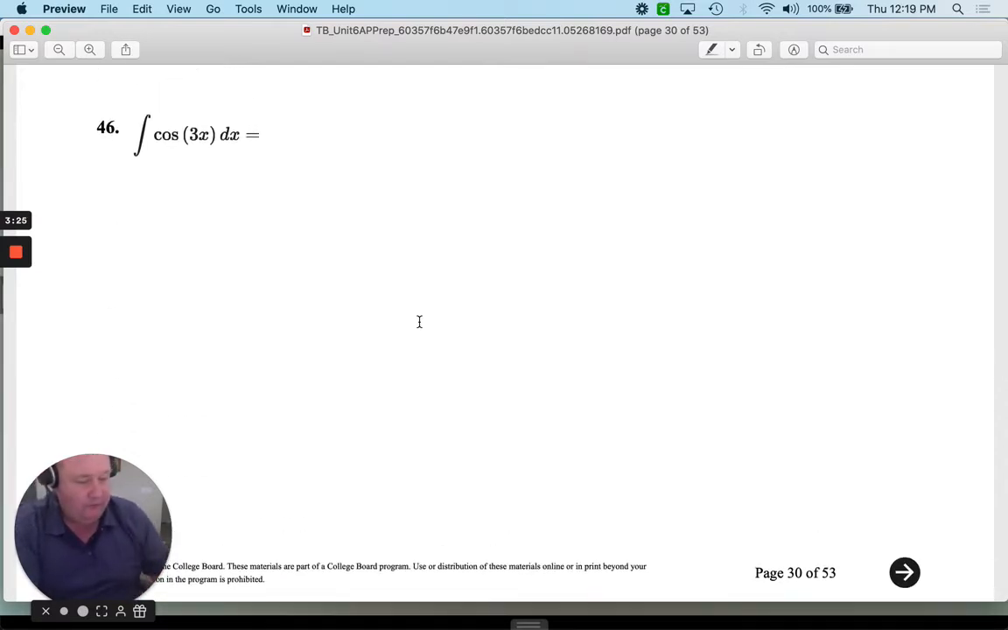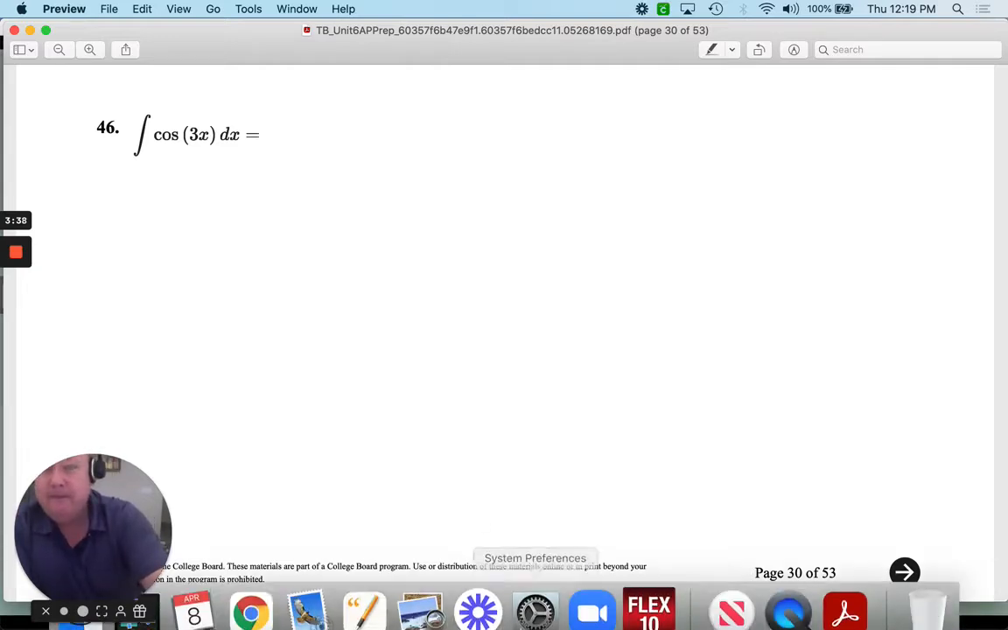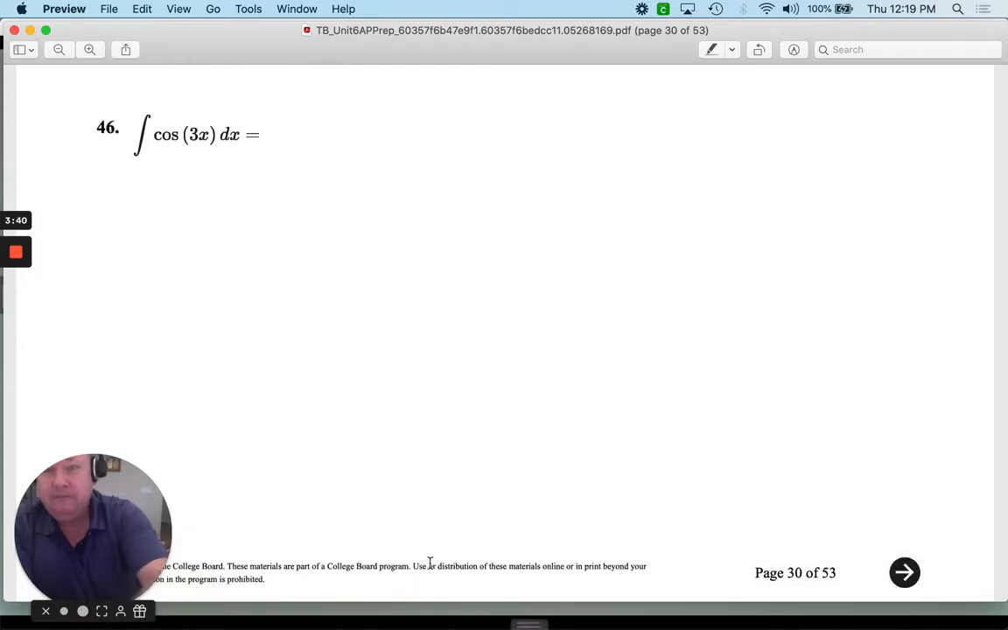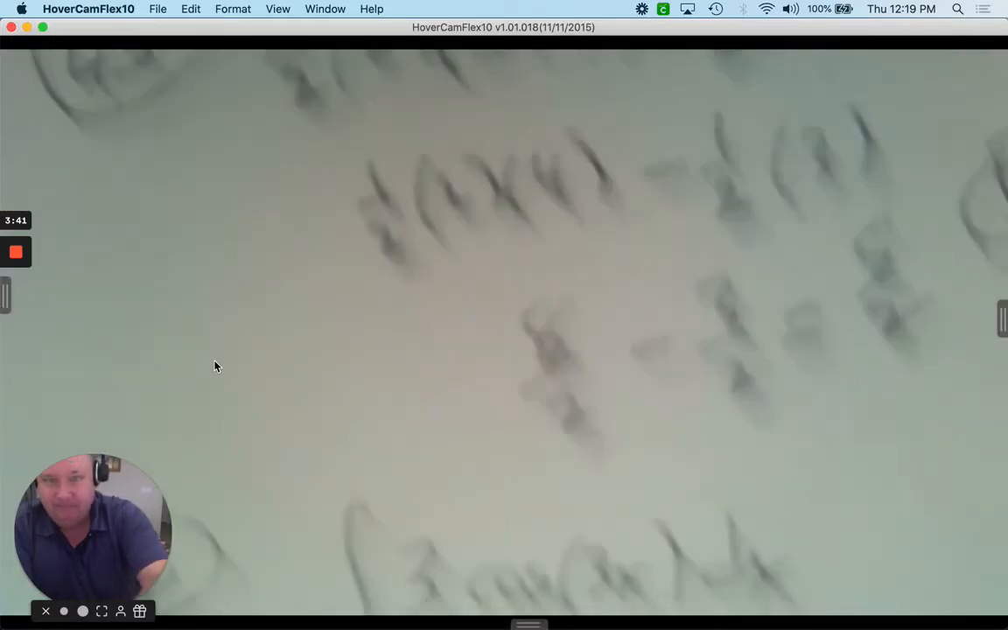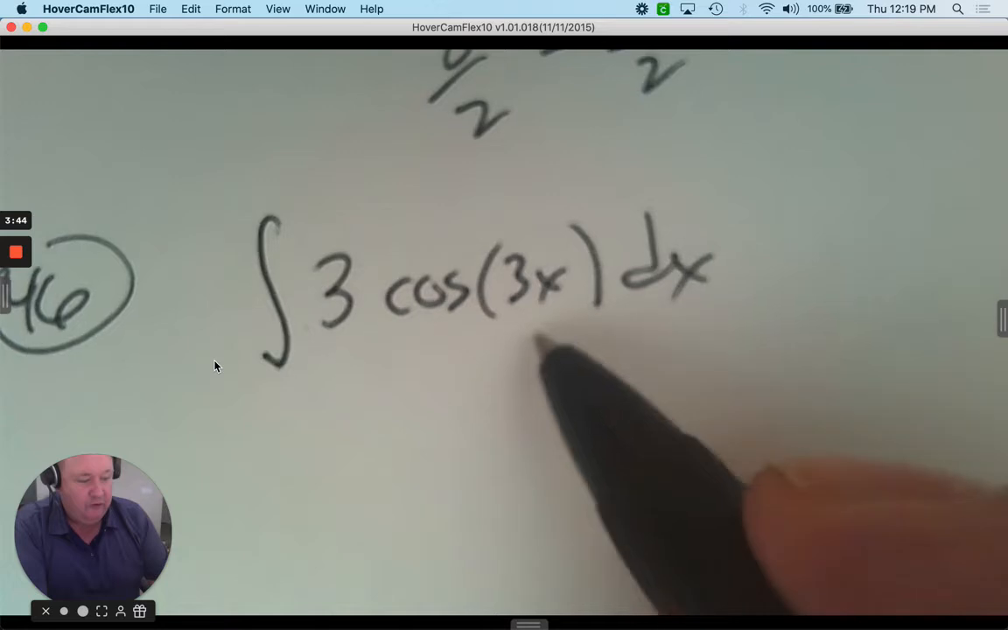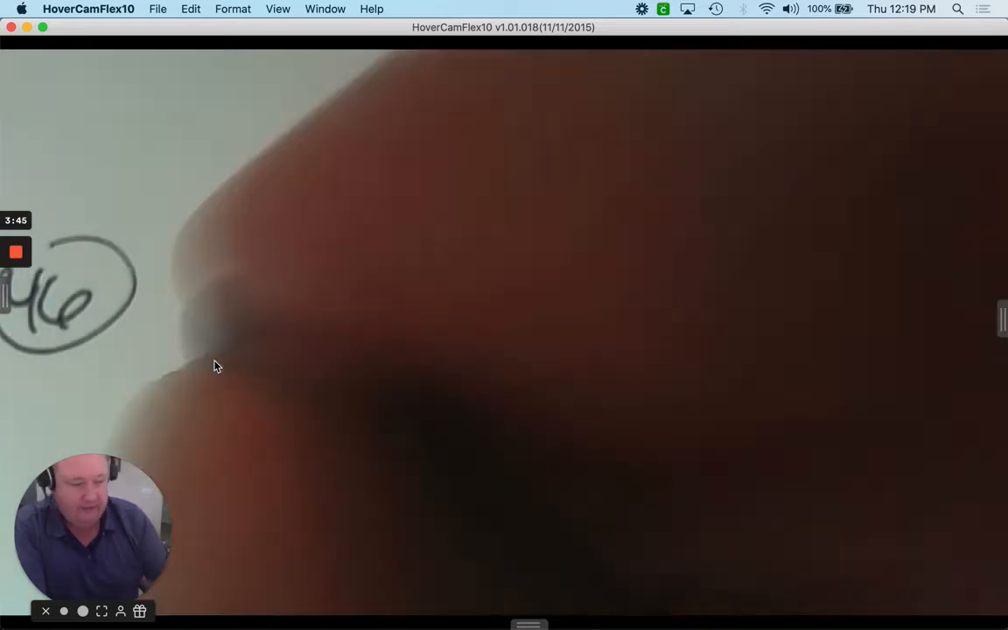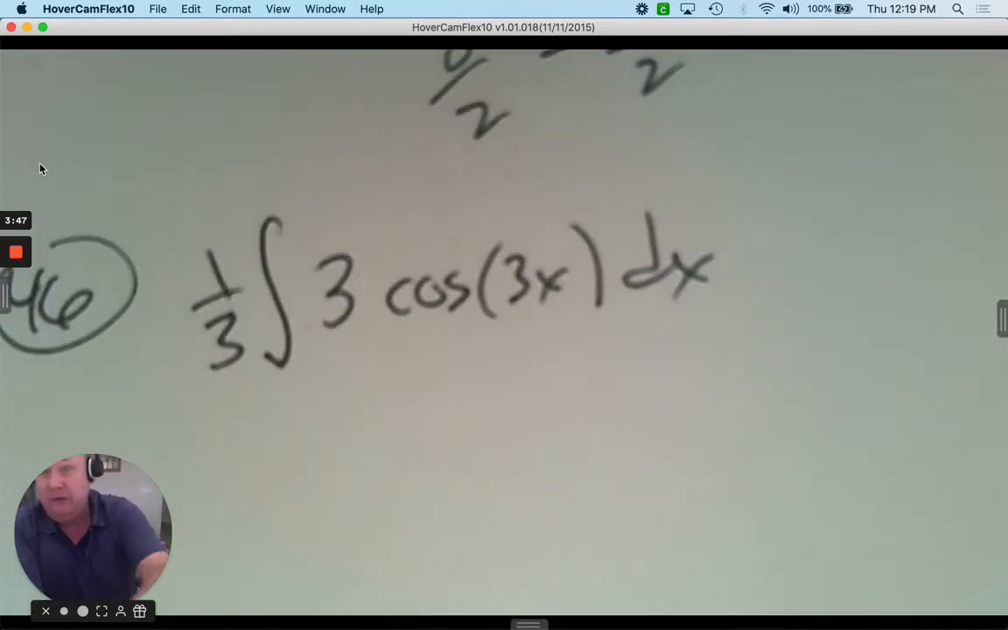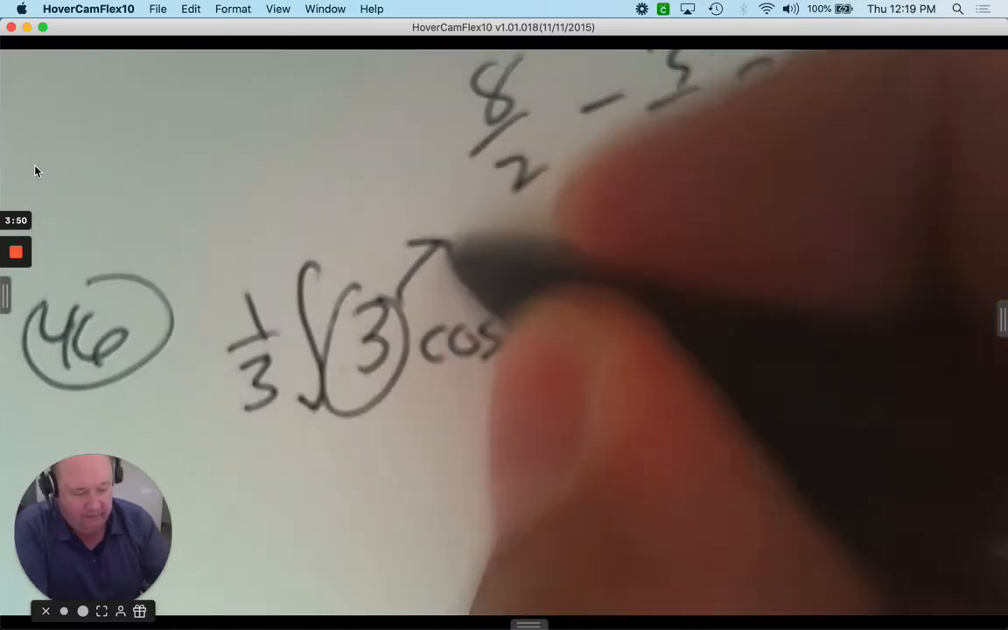Try number 46. Just integrate it with the integration rules. Remember, there's a hook. Press pause, try it, and then press play. This is my work. The derivative of 3x is 3. That's the hook I need, so I need a 1/3. So it stays the same question. Then you can unhook it.